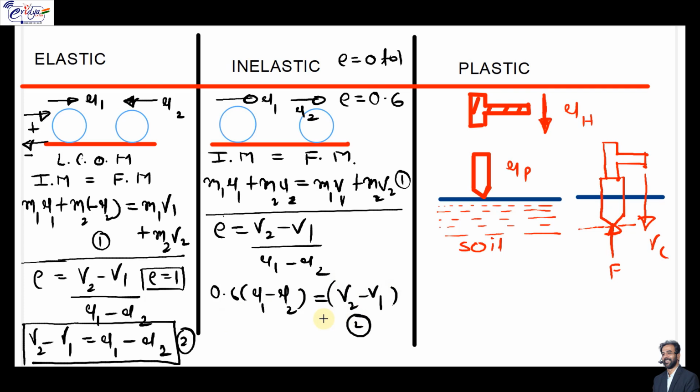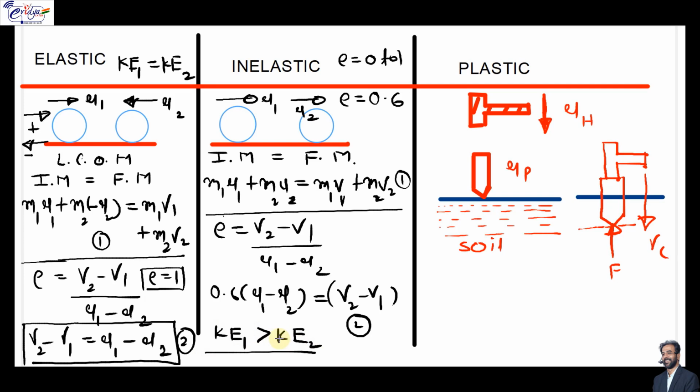So why am I taking this? See the difference: E equal to 1 you have to put there, while here E is 0.6. And remember, here there is no loss of kinetic energy. Means whatever kinetic energy KE1 is becomes KE2. But in this case there is a loss, KE1 is greater than KE2. So this is the difference between these two collisions.